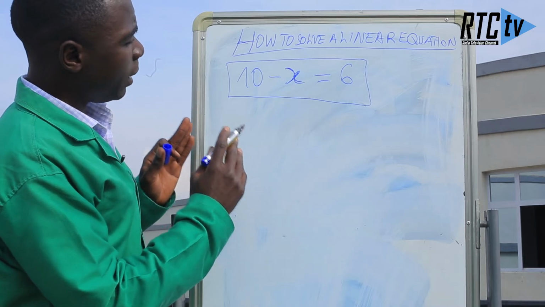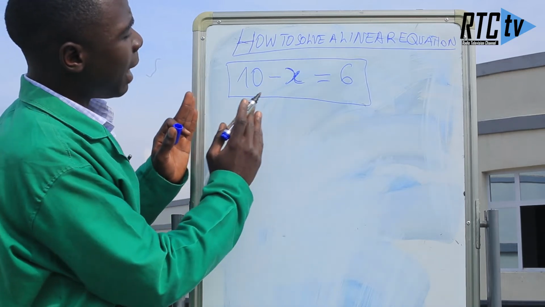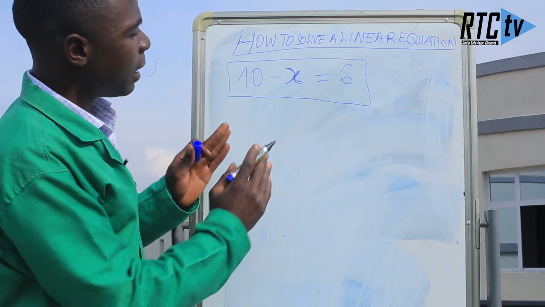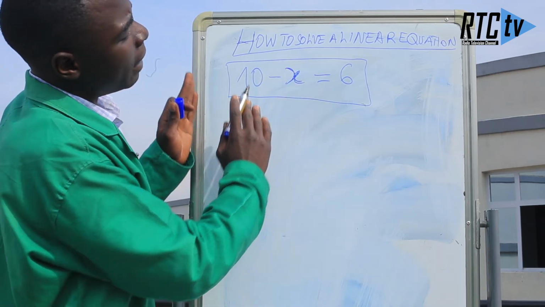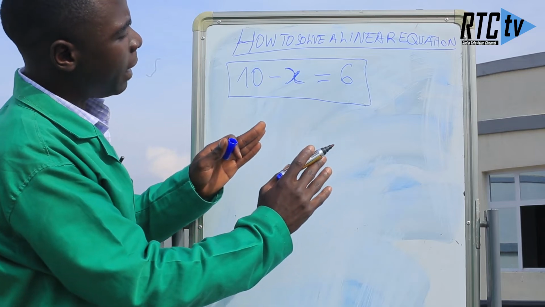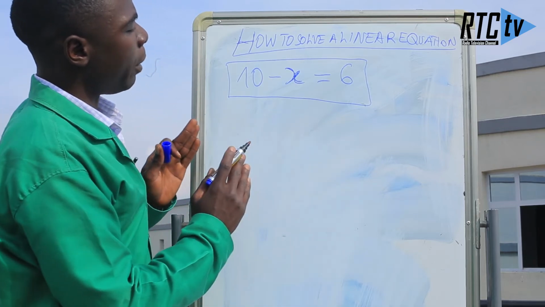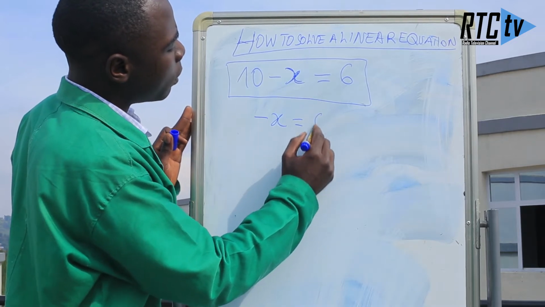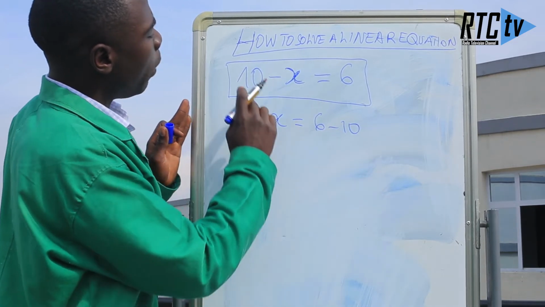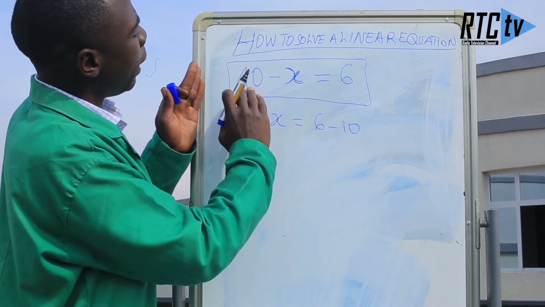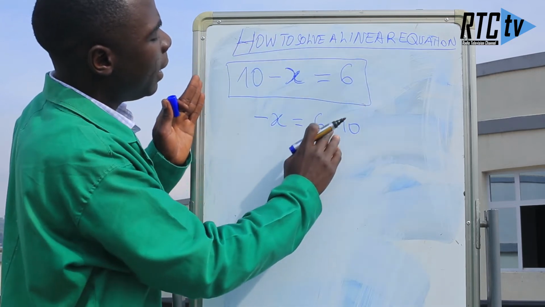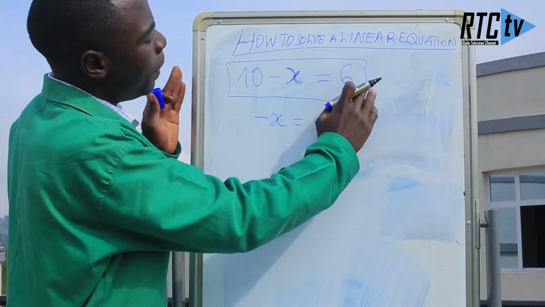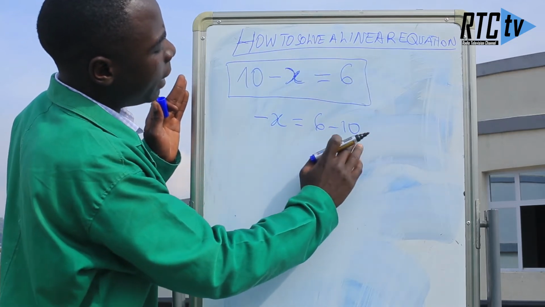To solve the linear equation, we collect the like terms. We take the unknown value, this variable x, to the left hand side, and the other numbers you shift to the right hand side, and then you operate. So we shall have negative x equal to 6 minus 10. When you shift a value from one place to the other, it changes sign. Here we had plus 10, then it changed place, and we have got negative 10.